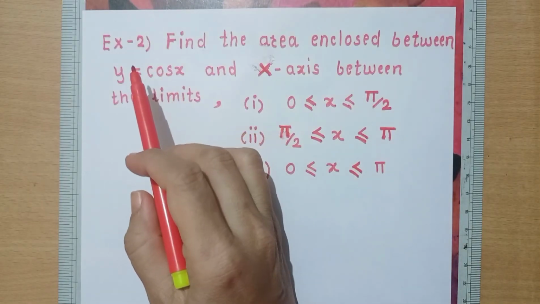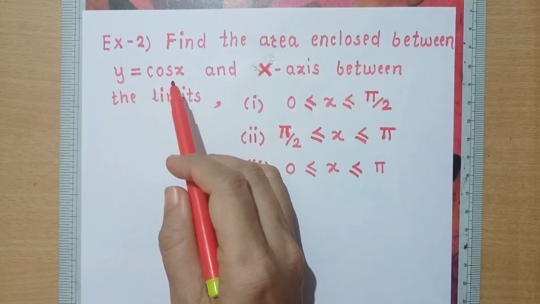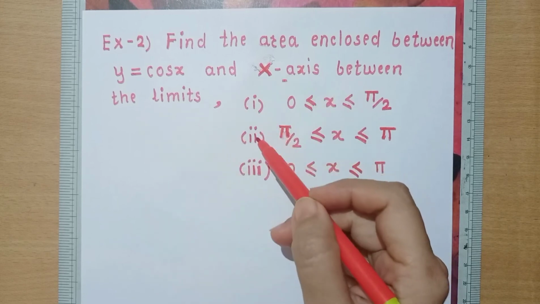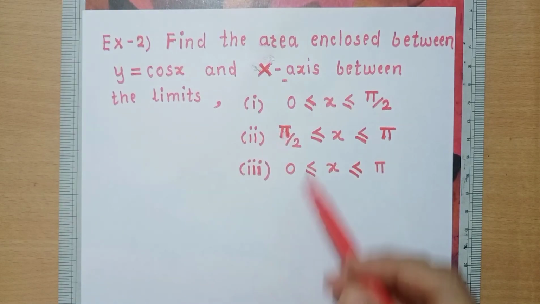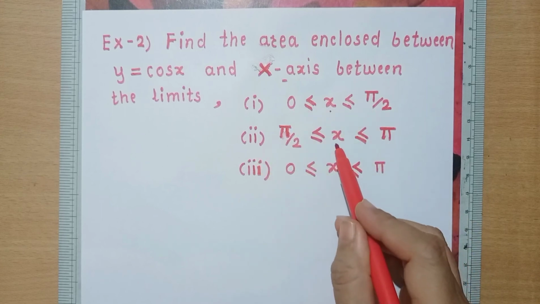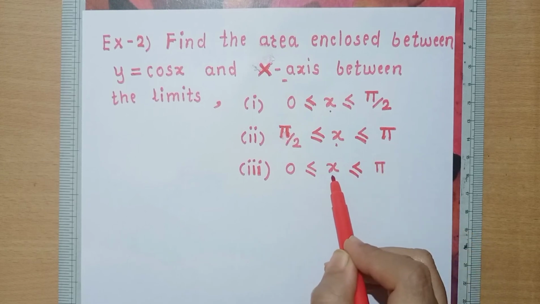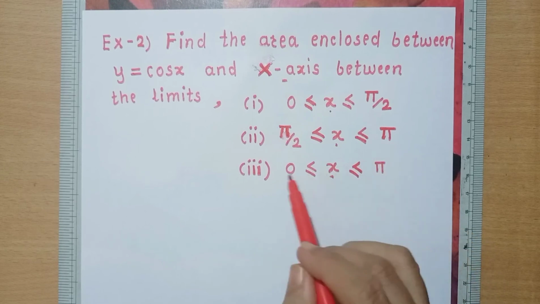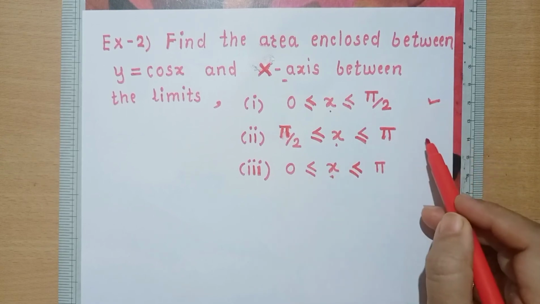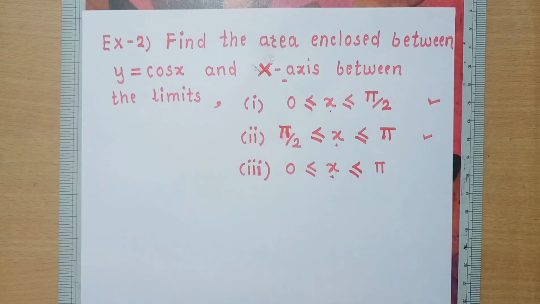This is our second example. Find the area enclosed between y equals cos x and the x-axis between the limits, and here we have given these three limits. In the first, x lies between 0 to pi by 2. In the second, x lies between pi by 2 to pi, and in the third, x lies between 0 to pi. That means to find the third, we have to add the first and second. So let's find the first one.